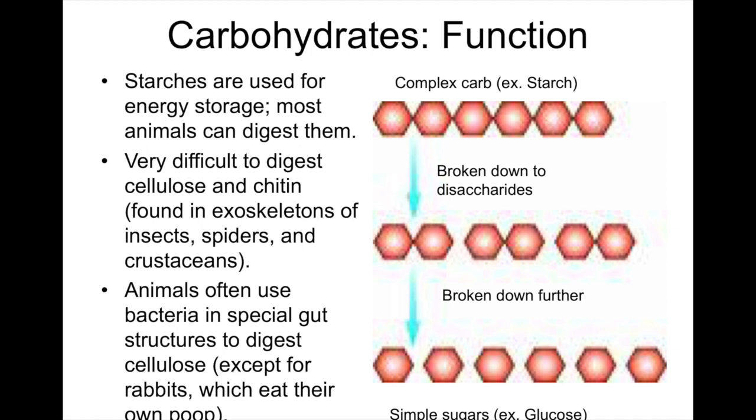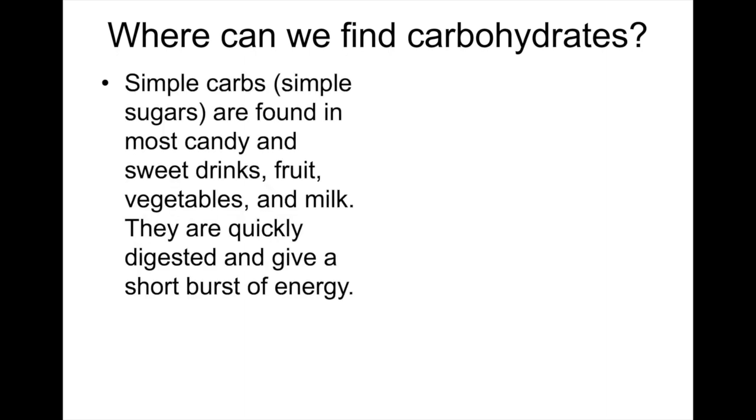cellulose. And then the rabbits, they chew it fairly well, but not enough for it to be working one time through. Rabbits need to eat their poop the second time through in order to make sure that they get the nutrients and the glucose out of that cellulose. We find carbohydrates in a lot of different substances.